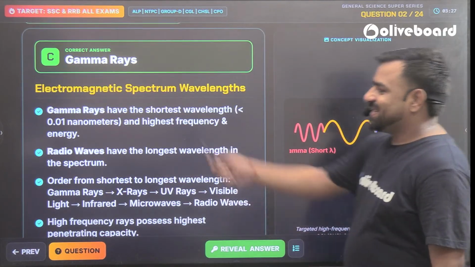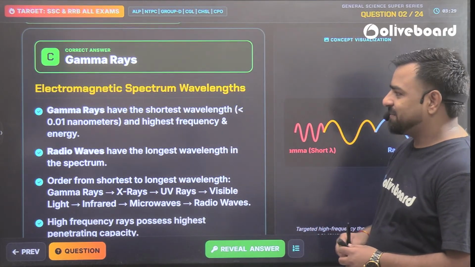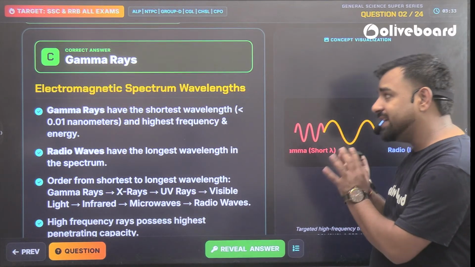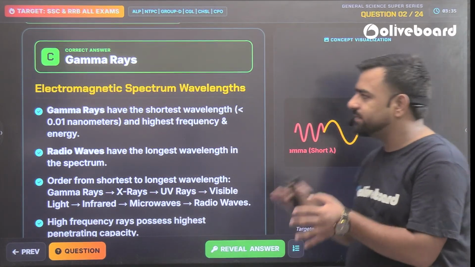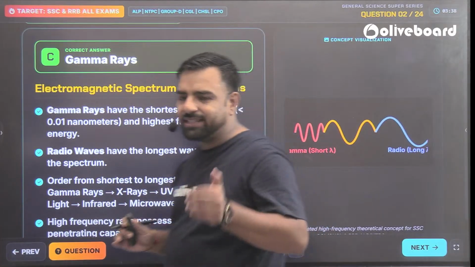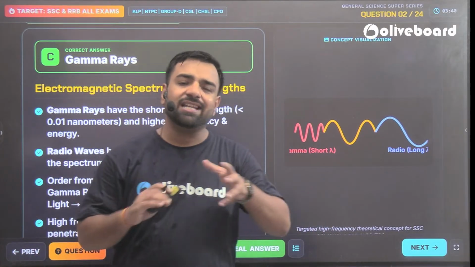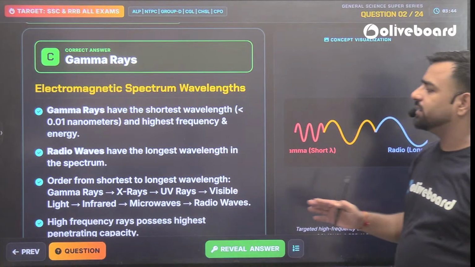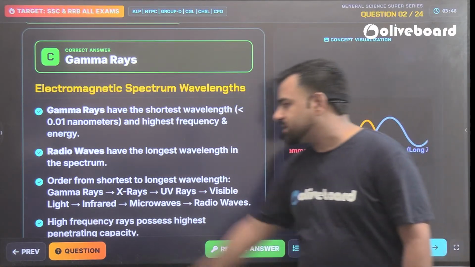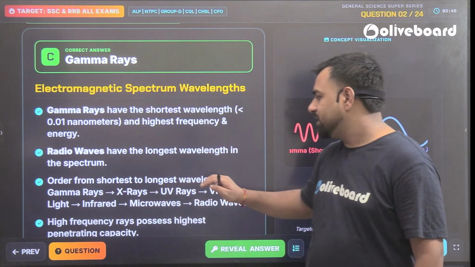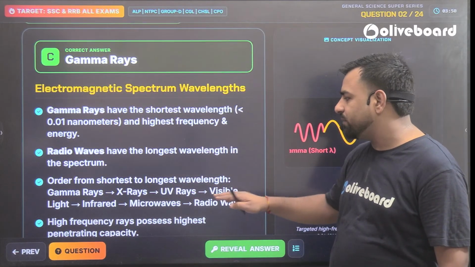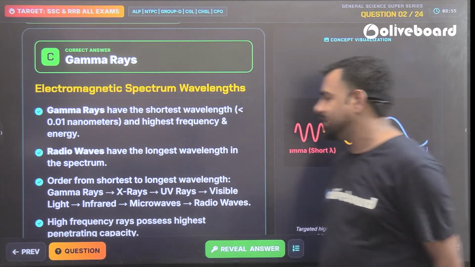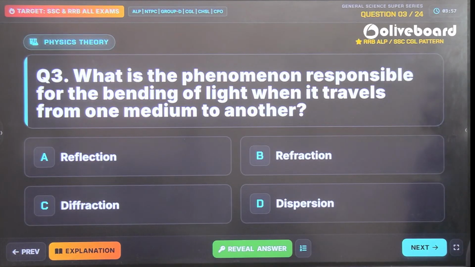Next. Gamma rays have the shortest wavelength, less than 0.01 nanometers, and the highest frequency as well as energy. As we know, wavelength and energy are inversely proportional to each other, right? Radio waves have the longest wavelength in the spectrum, and the sequence order is gamma ray, X-ray, ultraviolet, then visible, infrared, microwave, and finally radio waves. So yes, the correct answer was gamma rays.